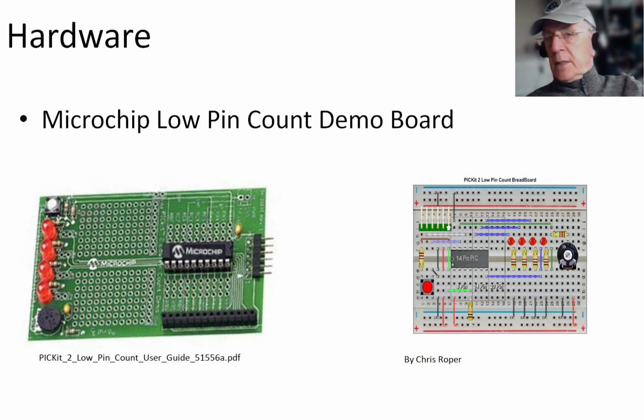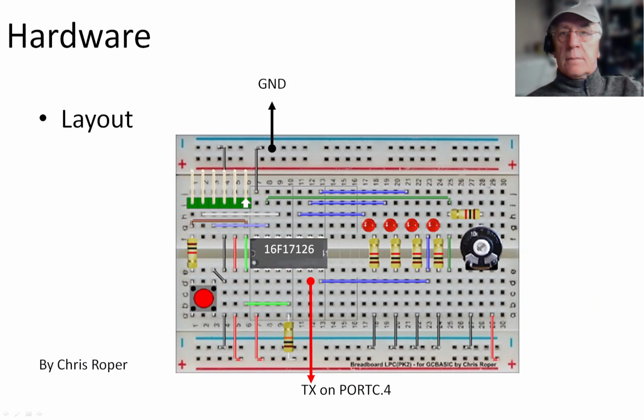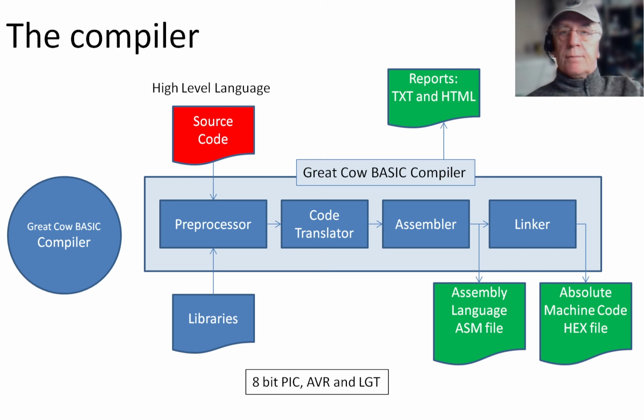For today, I'm going to be doing some coding, so I've connected the Microchip low pin count demo board, but you can make your own by copying that onto the breadboard using the design laid out by Chris Roper from South Africa. I've hooked up the earth, 0 volts, and the transmit on port C.4, and you can then put any debug or output to a terminal if you wish. We've shown you how to do that in previous tutorials. So let's go into the meat of what we're here for, the toolchain itself.